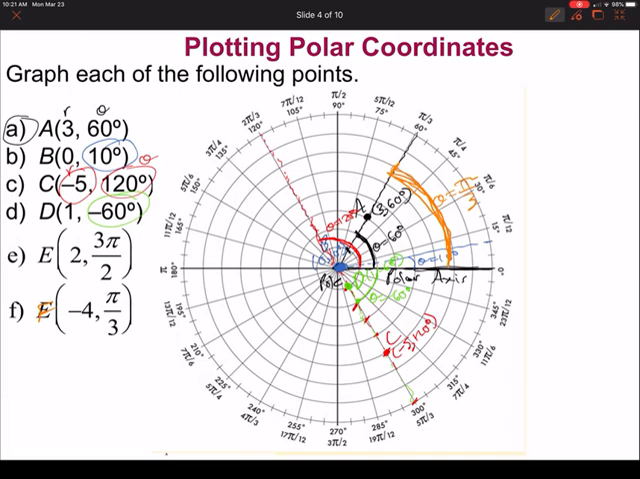Now, -4 means we're going in the opposite direction. So that means let's find the 60-degree mark in quad 3. We'll go opposite. Now here's the 60-degree mark, right here, 240. So -1, -2, -3, -4. Right here's our point. So there's point F, -4 pi over 3 radians. So again, that's plotting polar coordinates. Pretty straightforward. Again, we're assigning a location by distance and angle of rotation.